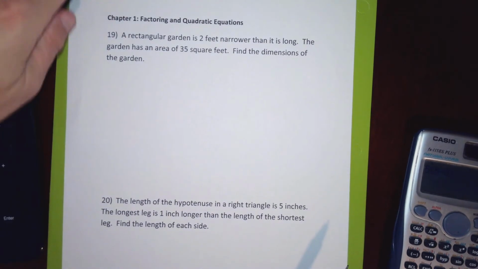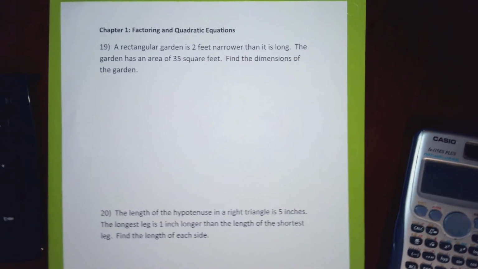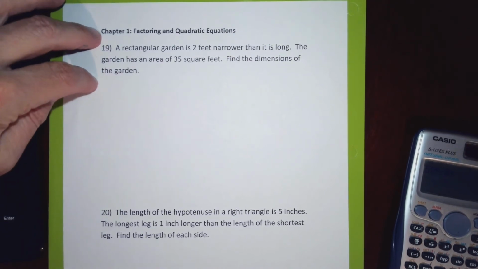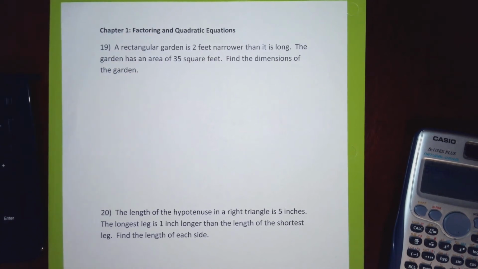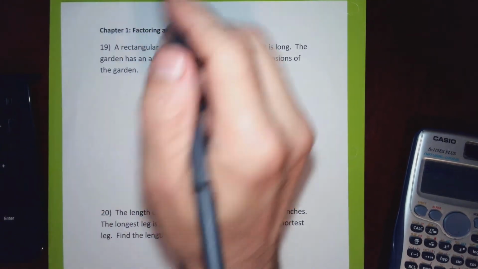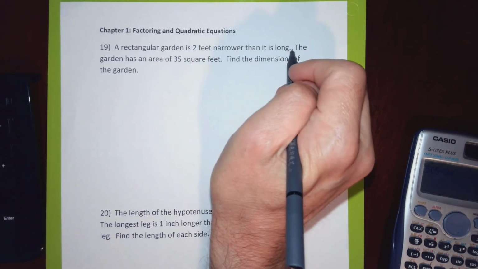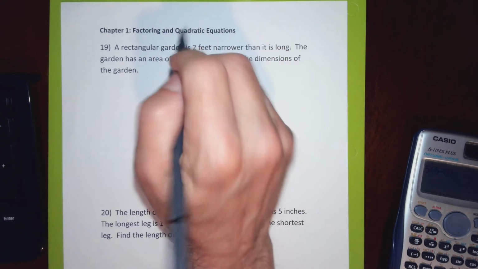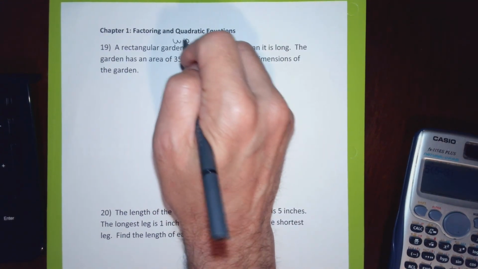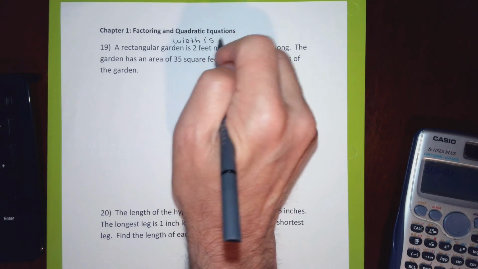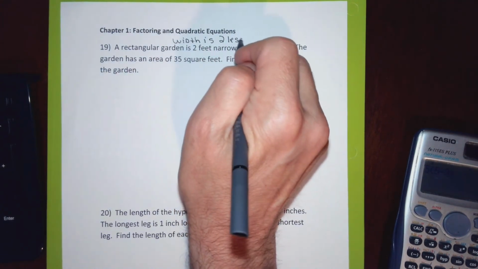So 2 word problems to do. We did a couple of bedroom rectangle word problems and a couple of garden rectangle word problems. This is the more complicated wording. There was another wording that said more, and the test might have the alternate wording. But the first sentence in problem 19 says a rectangular garden is 2 feet narrower than it is long. This means the width is 2 less than the length.